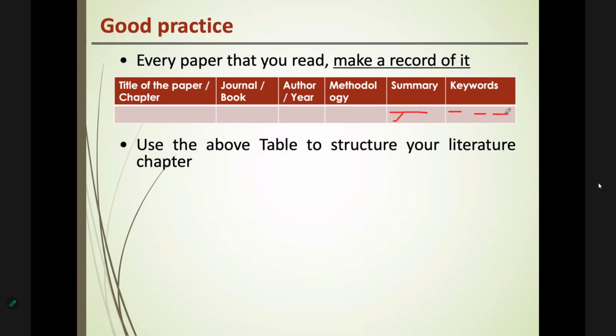Right? So when you use the above table to structure your literature chapter, then you don't need to read every paper from A to Z each time, right? Every one time when you read a paper, you establish this particular record, then you can easily know, when you're writing a literature chapter, okay, this is the paper you have to refer to again in order to write this section of the literature. So you can easily relate your literature chapter with your paper collection.